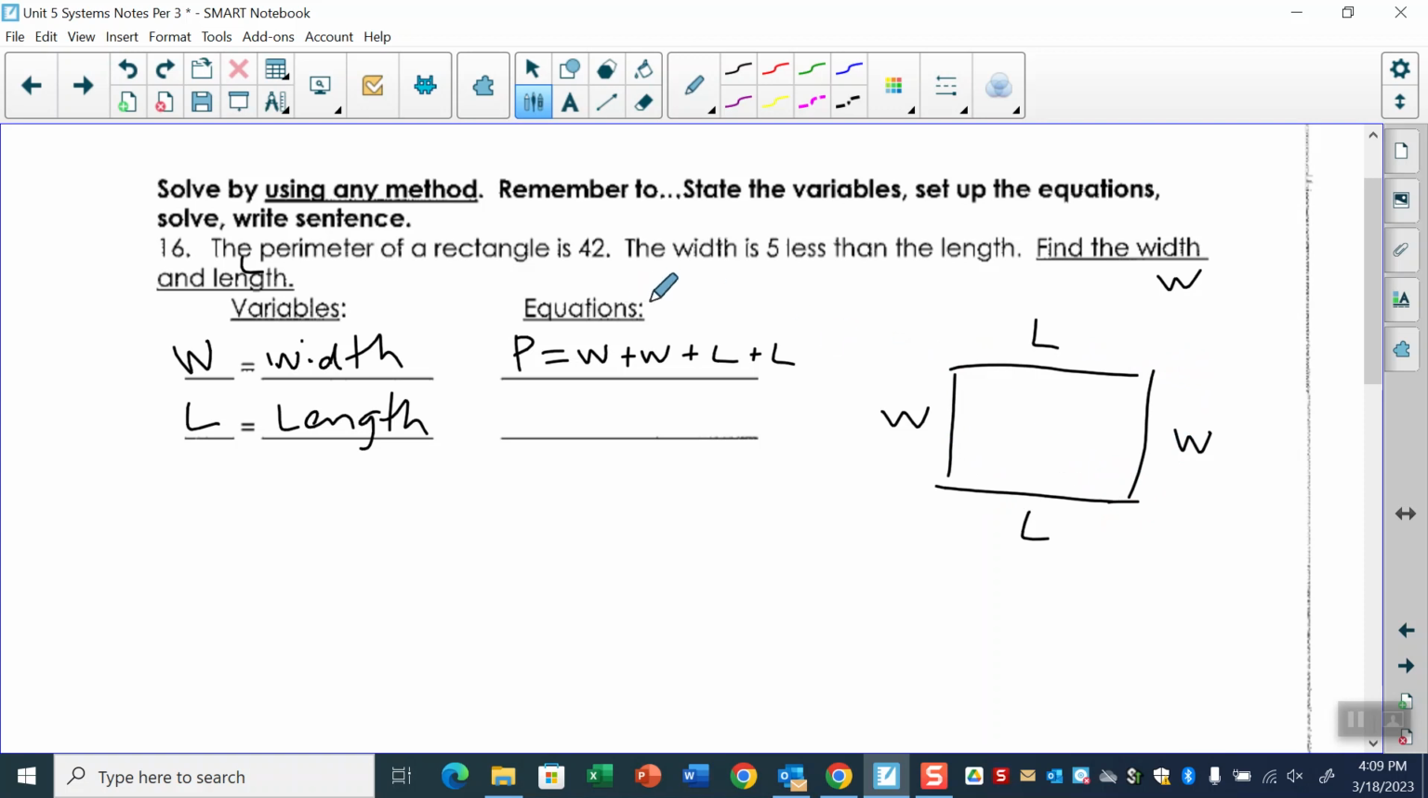And then I also know that the width is 5 less than the length. Okay, so W is, right, the width is 5 less than the length. So that means I'm going to take the length and I'm going to take 5 away from it. Okay, the width is going to be smaller than the length. It's less than. So if it's less than, you kind of flip these around. All right, so it's L minus 5.